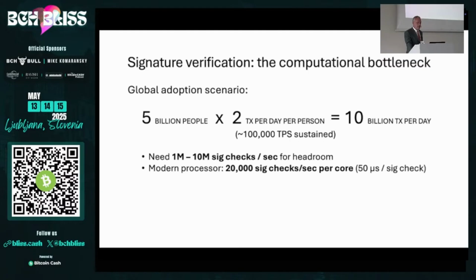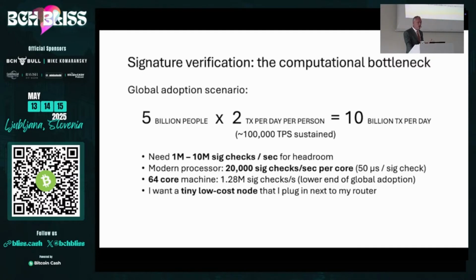A modern processor can do about 20,000 signature checks per second per core, so 50 microseconds per check. So a 64-core machine, like a Skookum desktop machine you might pay $10,000 for, is already able to keep up to the lower end of the global adoption range. But I don't like running Bitcoin on my main desktop machine, especially if it was bogging down all 64 cores and my fans are blazing and my office is heating up. I want to run Bitcoin on a tiny little node that I plug into my router and I just SSH into it when I need to. And to do that, we need to build a digital logic circuit to carry out the signature verifications more efficiently.